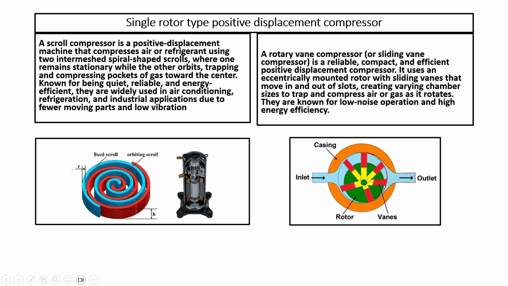There one will be a fixed scroll, another will be orbital. The movement will be like this through motor and through cam, and it will compress against the fixed one. So air will come inside, get squeezed, and go outside. So this is also one type of compressor we are using.